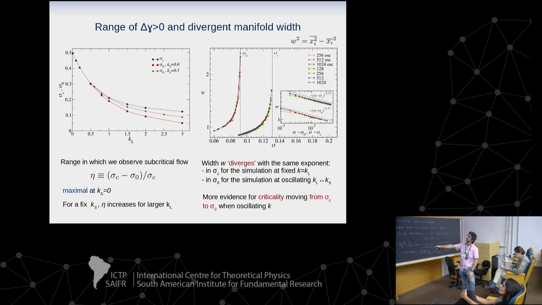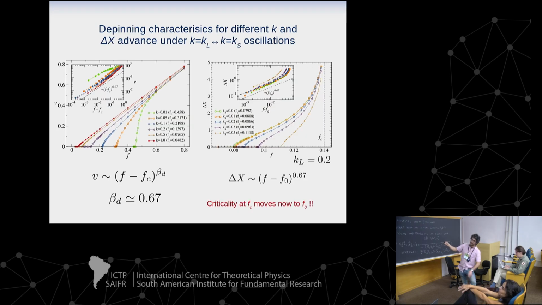Okay. And we can also see the width of the manifold. Okay, as I showed you in the first lecture, the width of the manifold is also diverging at sigma c when you have the typical transition. In yielding, we can only obtain it coming from below, but it has an exponent, and when we do the oscillatory K case, it diverges with the same exponent at sigma 0. So more evidence for this criticality moving from sigma c to sigma 0. And here is exactly the same thing for the pinning, okay? With the pinning exponents, but exactly the same thing as before.